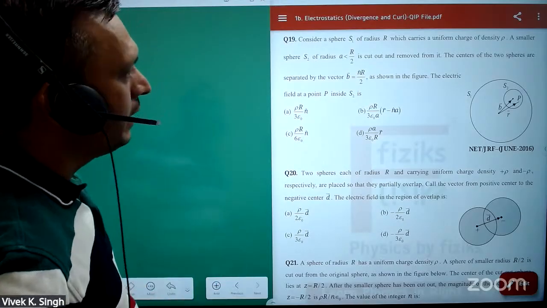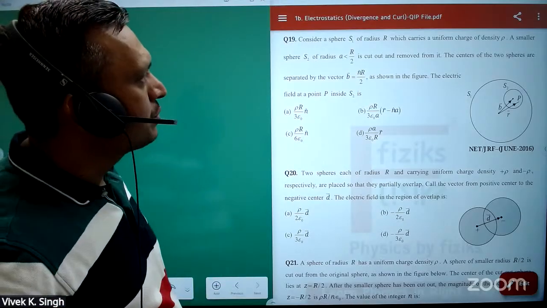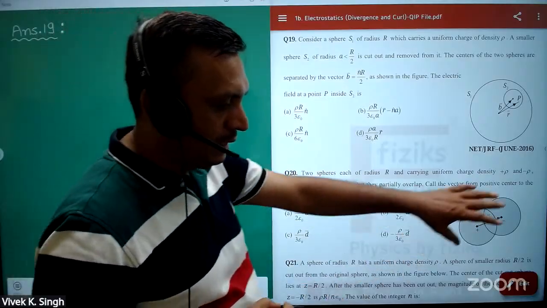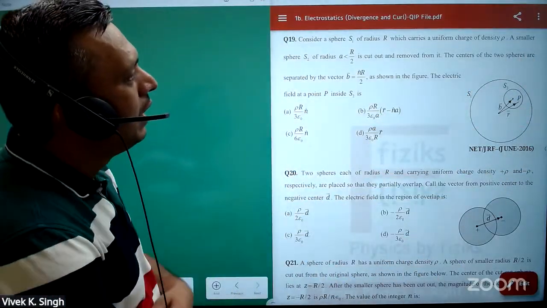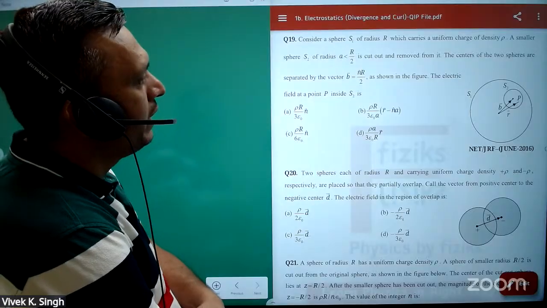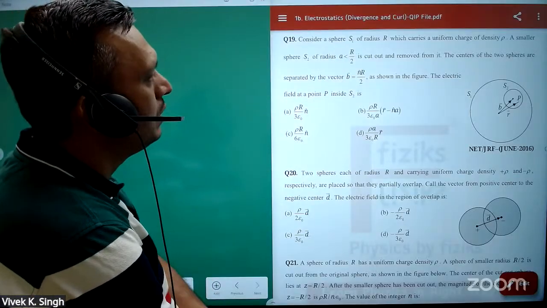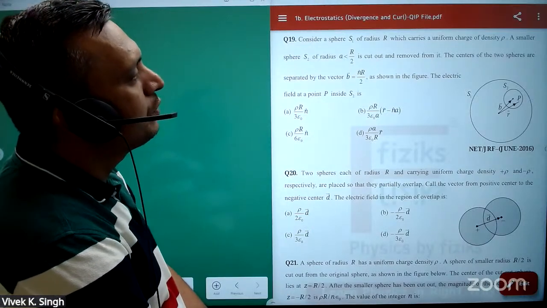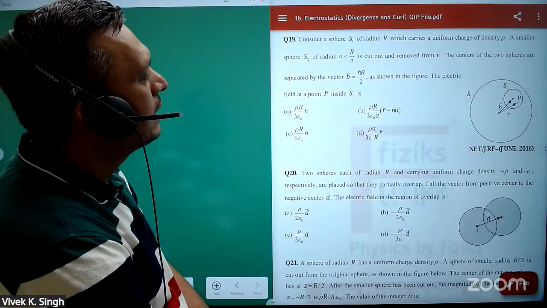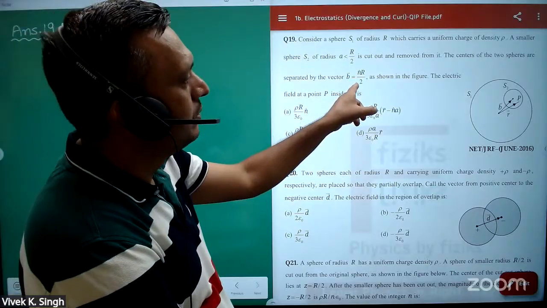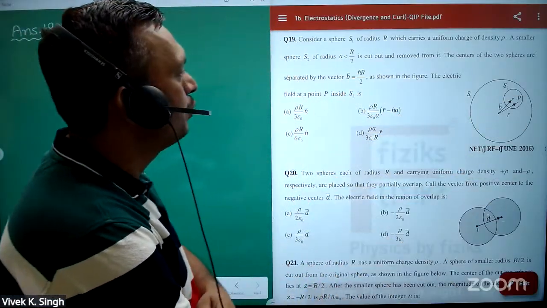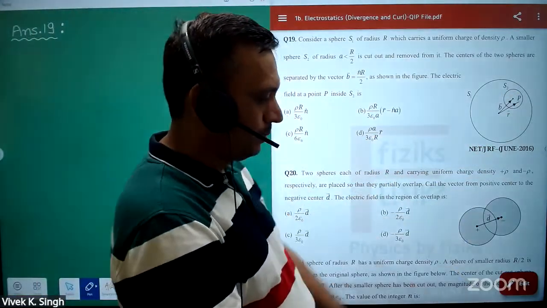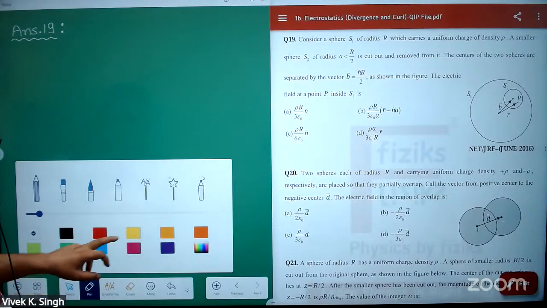So in this case, consider a sphere S1 of radius R which carries a uniform charge density rho. Now this contains a uniform charge density rho. A smaller sphere S2 of radius less than R by 2 is cut out and removed from it. So there is a cavity inside it. The center of the two spheres are separated by the vector B. Vector B is given n cap R as shown in figure. The electric field at point P inside S2. What will be the electric field inside S2?